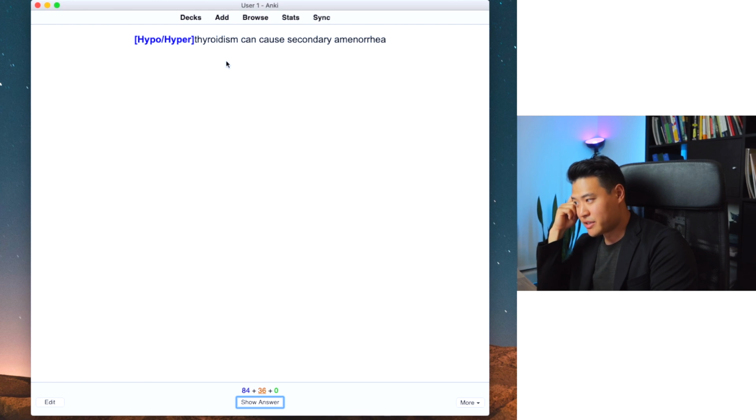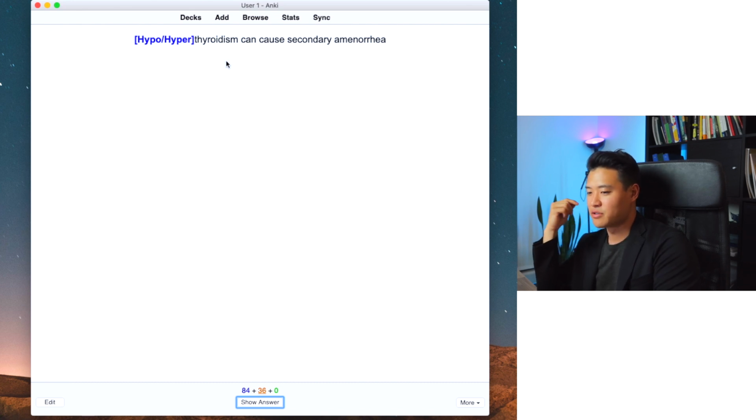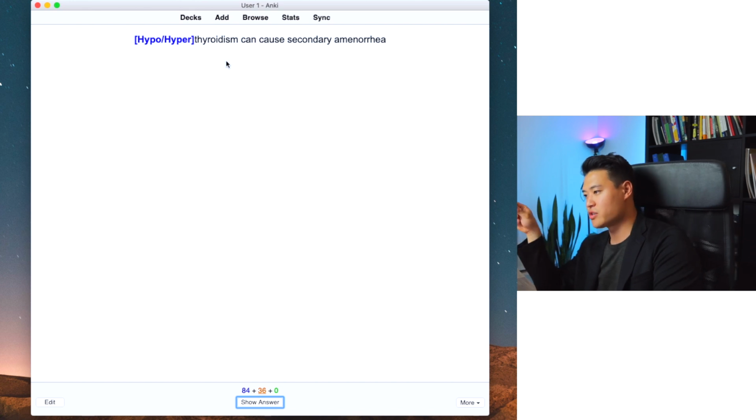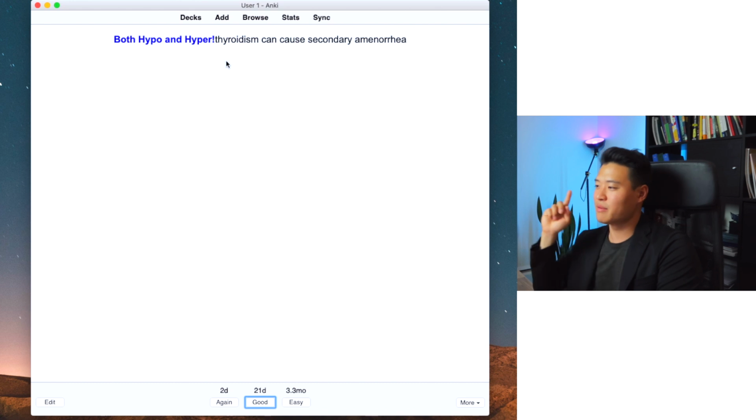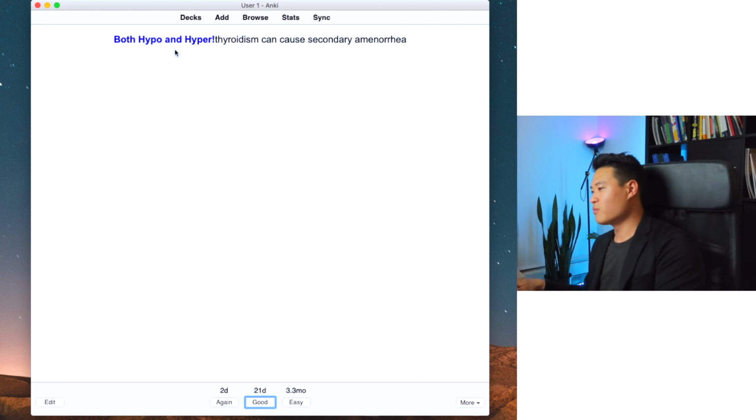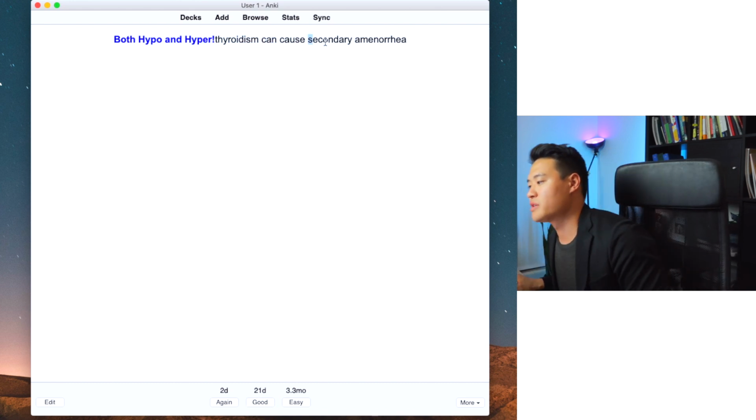Hypothyroidism can cause secondary amenorrhea because it, again, increases TRH, increases TSH, increases prolactin release, which suppresses GnRH. So I got that wrong. So it's both hypo and hyper. I actually don't understand why hyperthyroidism will cause secondary amenorrhea.